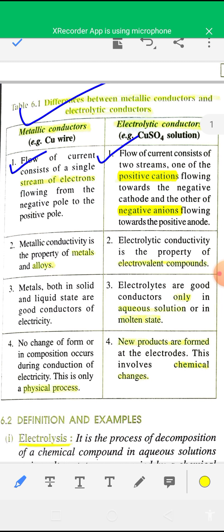So this is the main difference. In a metallic conductor there is no chemical change. But in an electrolytic conductor, new substances are formed at the two electrodes. So in an electrolytic conductor, chemical reactions are taking place, but in a metallic conductor this is a physical process, not a chemical process.